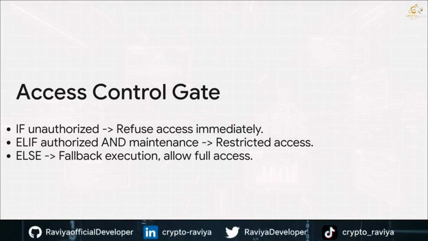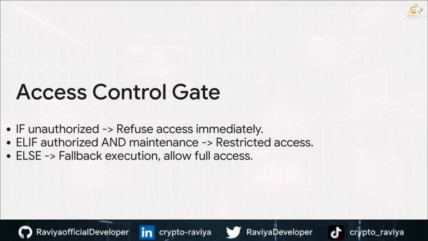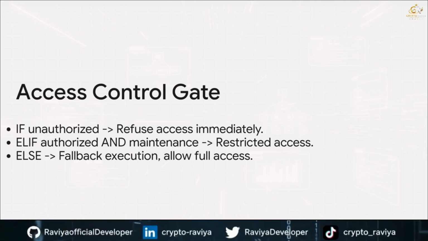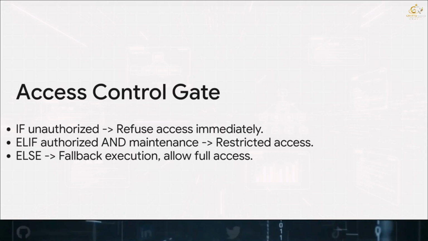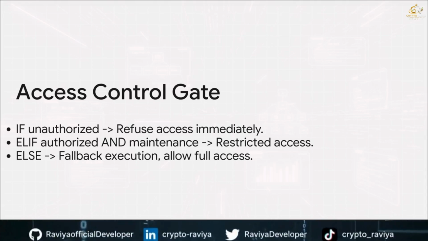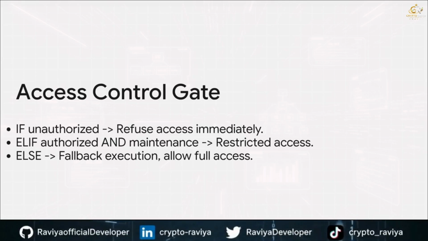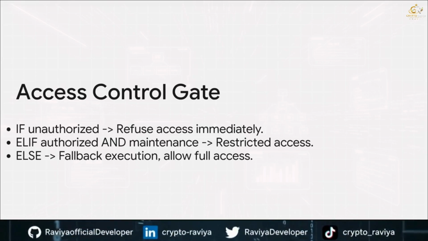Step 2, okay, they passed the guard. Now we use compounded logic to evaluate a secondary state. Elif, the user's authorized, and the system is under maintenance, we allow restricted bypass access. Finally, step 3 is our structural fallback. Else, meaning they are authorized and there is no maintenance, we safely grant full access. This is exactly how professional systems manage complex rules securely and efficiently.